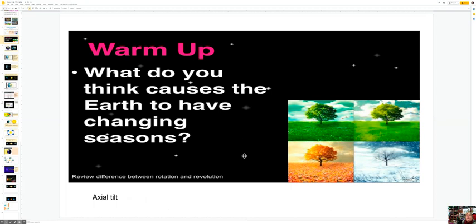Now, kids, you know this. What do you think causes the Earth to have changing seasons? Now, I've heard everything from rotation to revolution to orbit. Kids, I think the best answer is the axial tilt, because that's what actually determines whether we're facing towards the sun or away from the sun. So kids, if you don't think that you'll remember that, why, just add a little text box down here and put that in your notes.